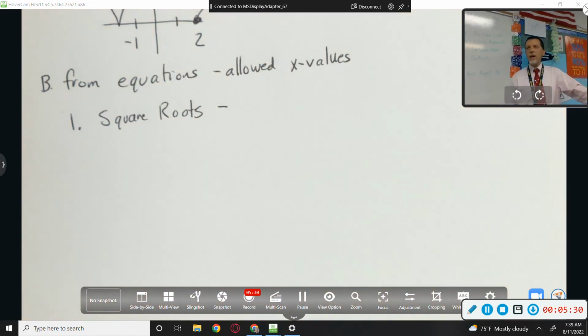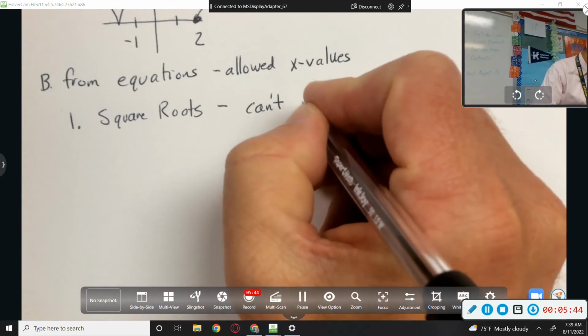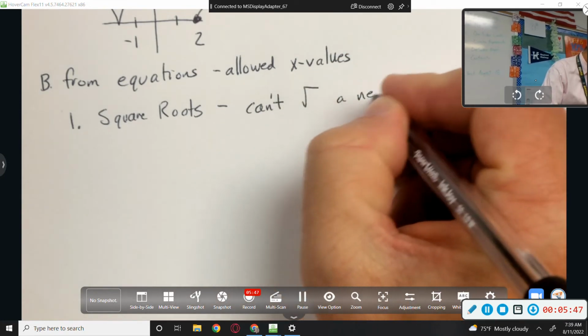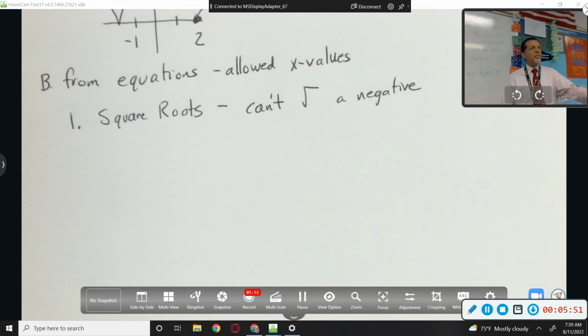Because what type of number can you not take the square root of? What type of number does not have a square root? A negative. So that's sort of the basis for what we'll do with square roots. You can't square root a negative. Well, I mean you can, but that's imaginary, and so that doesn't really work on the graph. So for us, for now, we can't square root a negative.